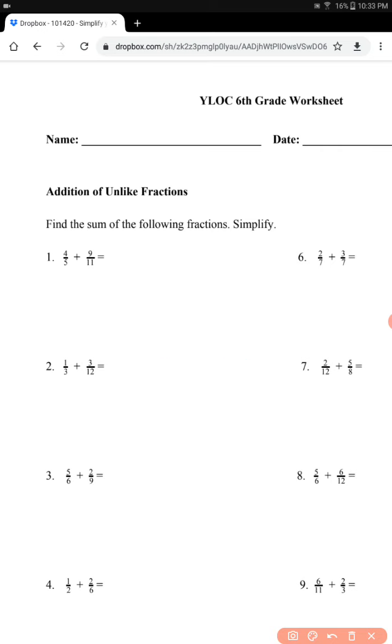Whoa, look at number 6. It already has the same common denominator, so it's really easy. 5 over 7.